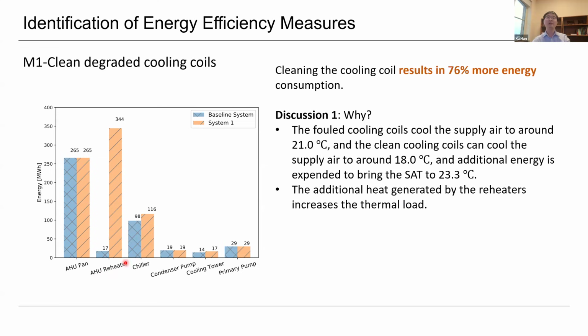After some analysis, we found the old cooling coil cooled the supply air to around 21 degrees, but the cleaned cooling coil can cool the supply air to around 18 degrees. But the supply air temperature set point is 23. So that means the reheater needs to be on to bring the temperature back to 23. Initially the old cooling coil just brought the temperature from 21 to 23, but with the clean cooling coil, they need to bring the temperature from 18 to 23, which consumes much more energy. Actually, this is problematic.